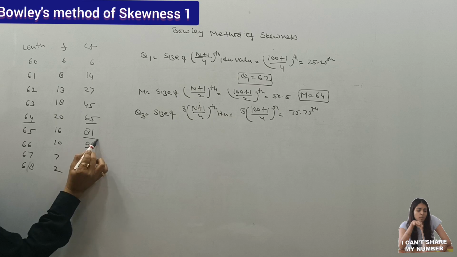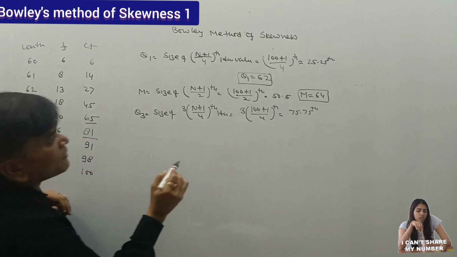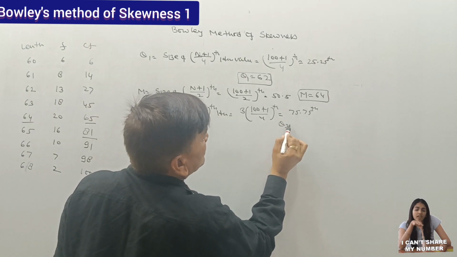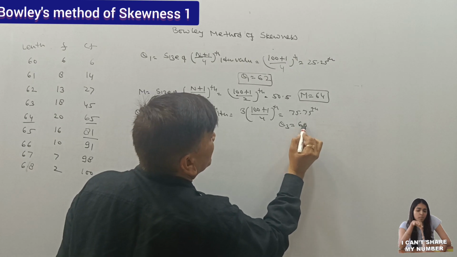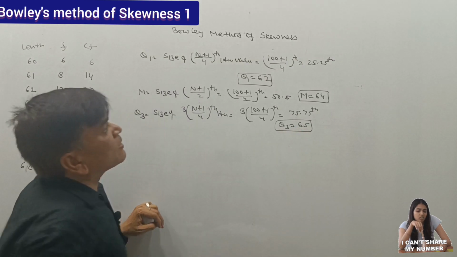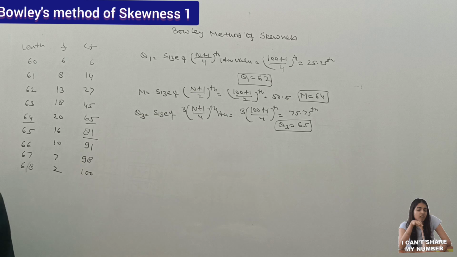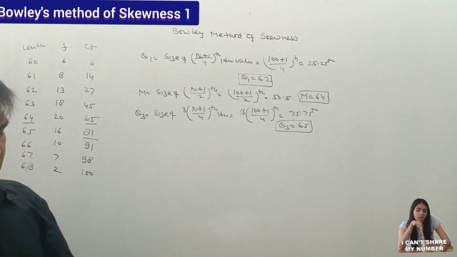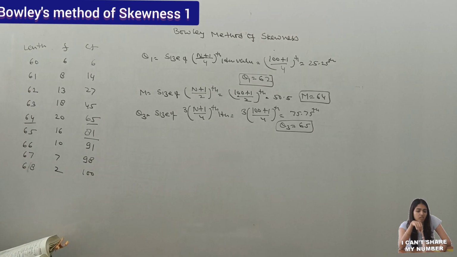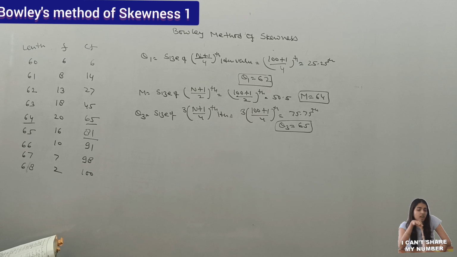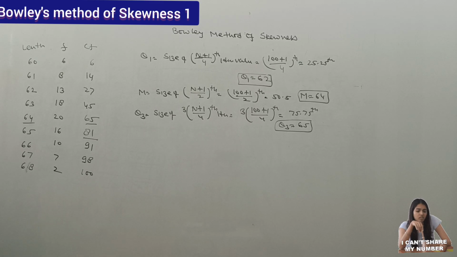So the value of Q3 is equal to 65. We have calculated all three values: 62, 64 and 65. No problem at all.